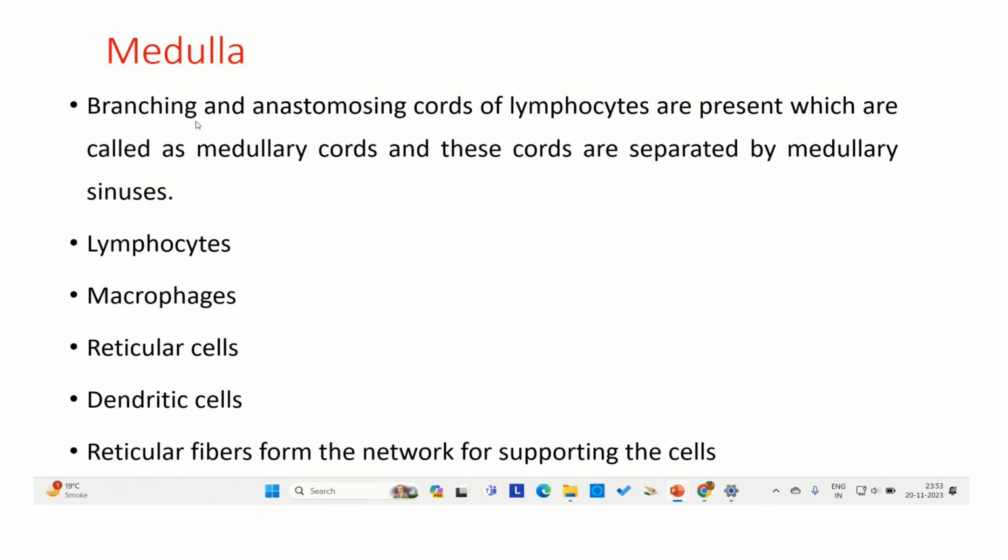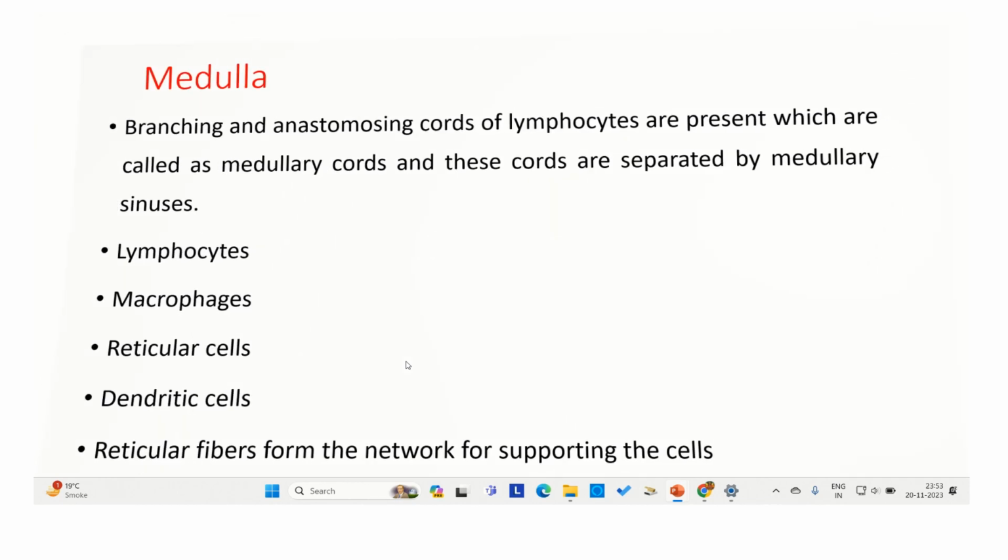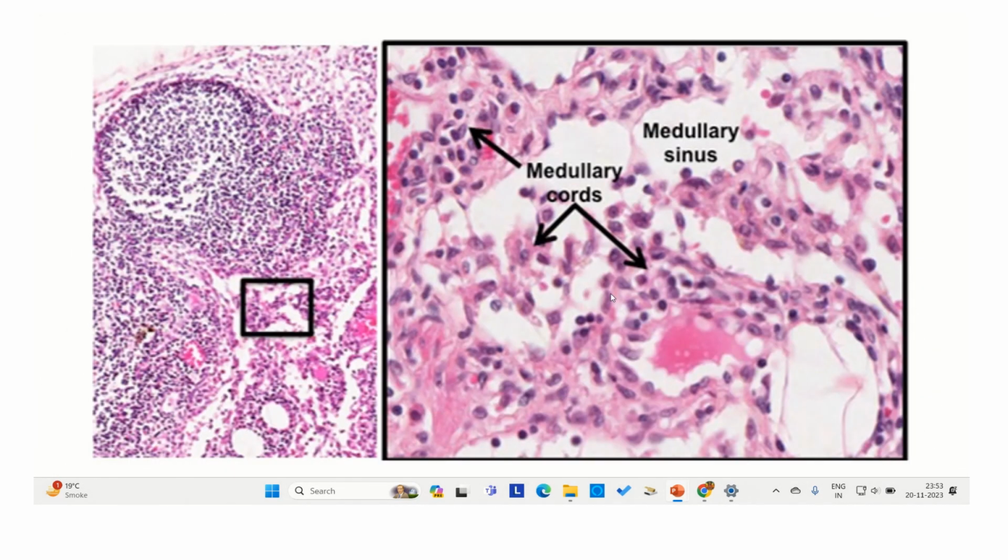In the medulla, branching and anastomosing cords of lymphocytes are present, which are called medullary cords, and these cords are separated by medullary sinuses. In the medulla, we can see lymphocytes, macrophages, reticular cells, dendritic cells, and reticular fibers, which form the network for supporting the cells. You can see here an enlarged view. These are the medullary cords and these are the medullary sinuses.